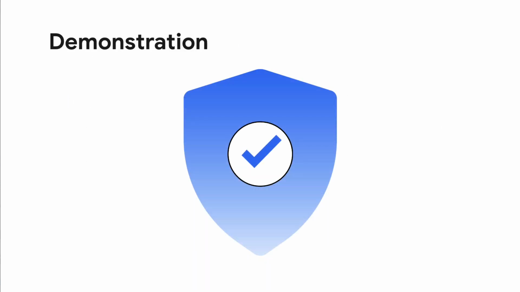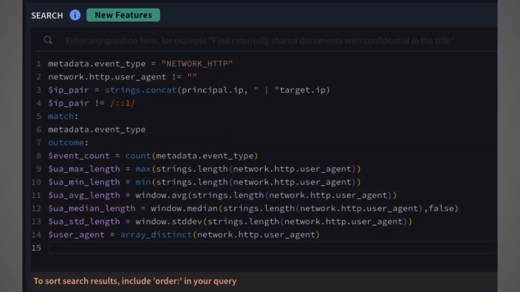We'll start by taking a look at network HTTP events and hypothesize that user agent strings that are excessively short or excessively long are of interest to us. To narrow our results a bit, we've removed any events that don't have a user agent string, as well as the pesky IPv6 address of ::1.